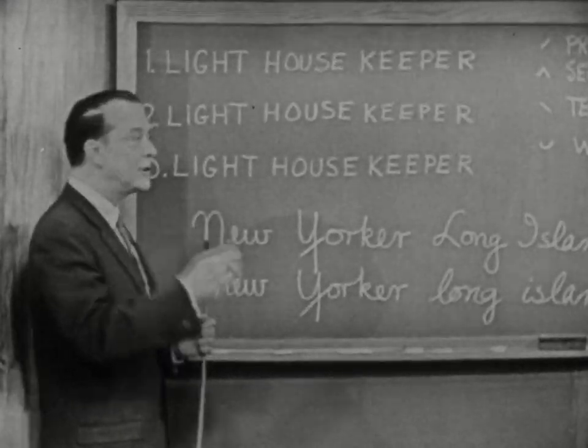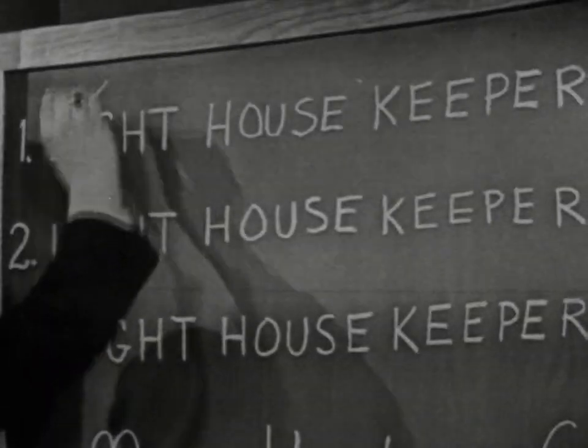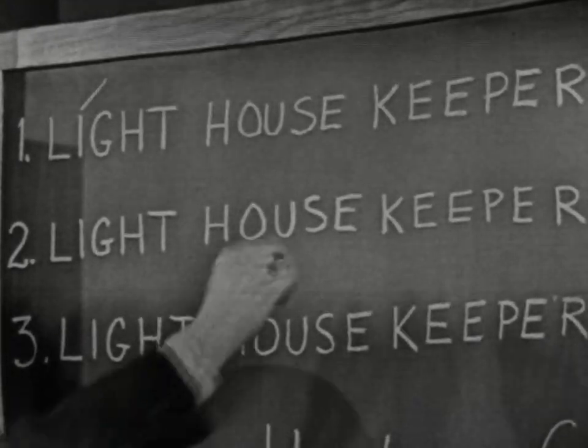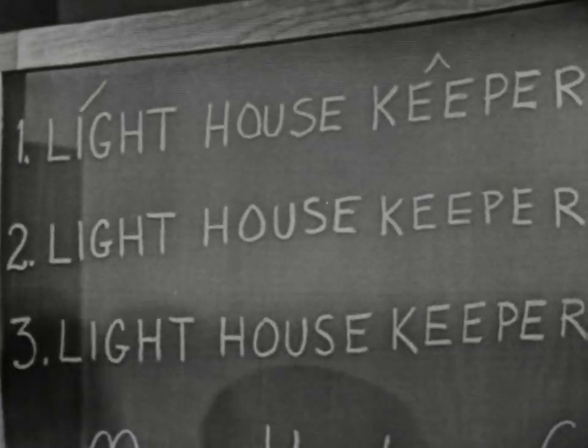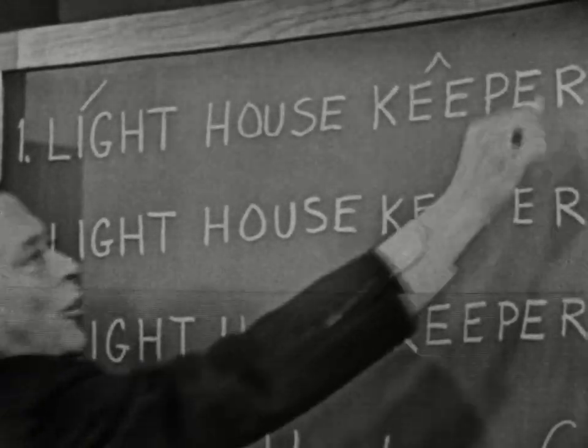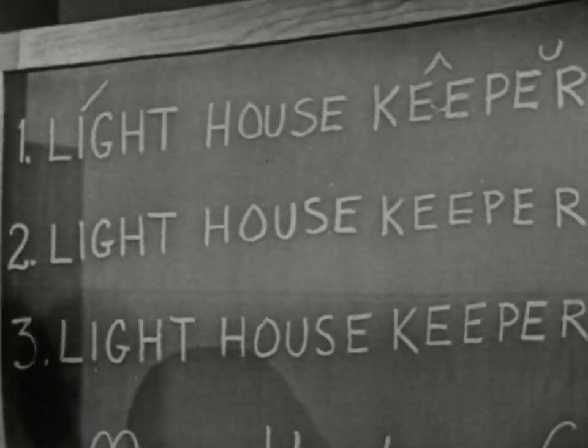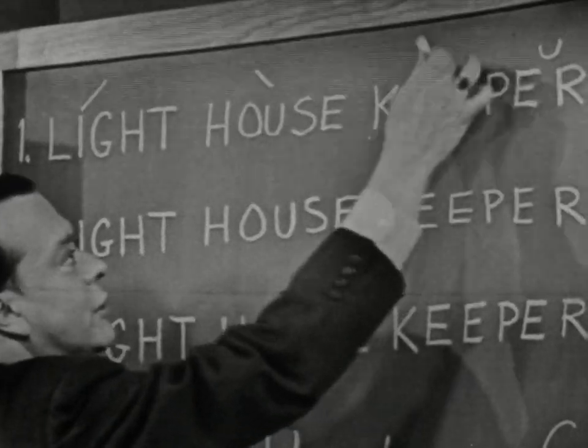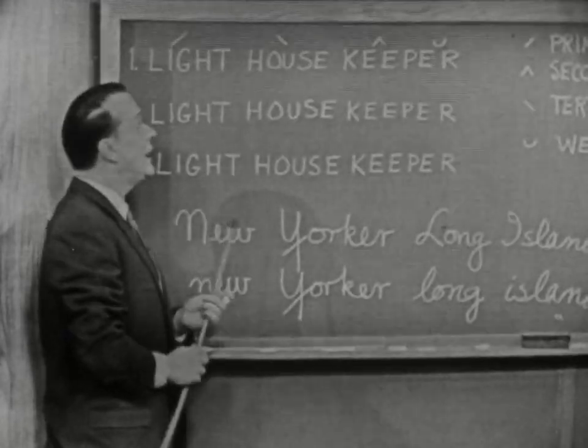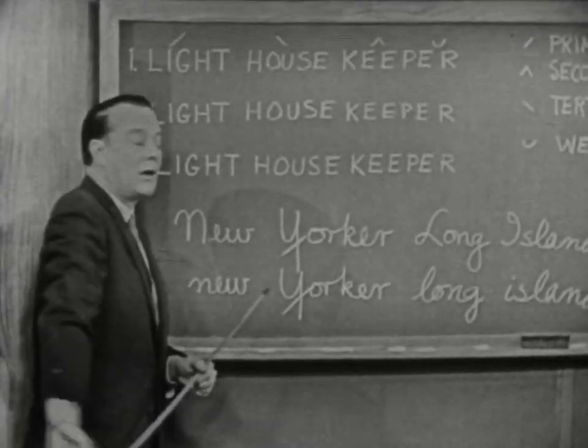Now listen, you'll agree that the loudest degree of stress is on the first word. The second loudest degree of stress is on the syllable keep. The weakest is on the, and house is said stronger than but not so strong as keep. Listen again. Lighthouse keeper. Lighthouse keeper.